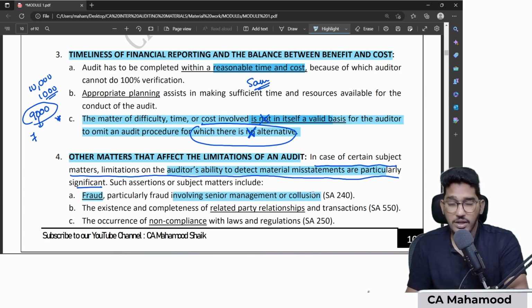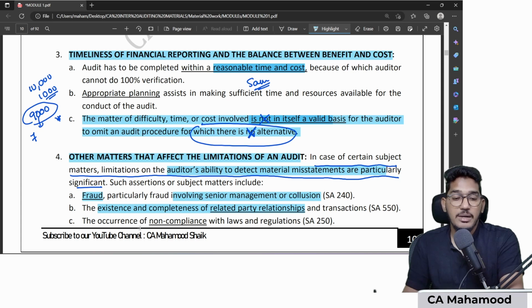If they are involved in the fraud, it is even more difficult to find than when an employee commits fraud. And whenever related party transactions exist, the chances of the auditor's opinion going wrong are much higher. Why? Because when it comes to related party transactions, the scope for manipulation is much higher.